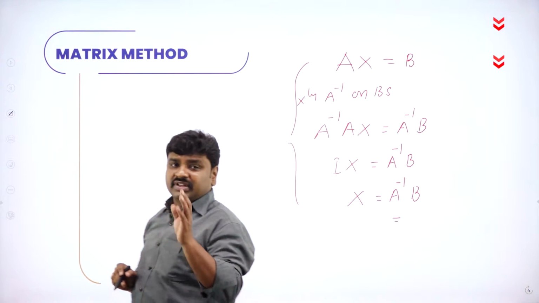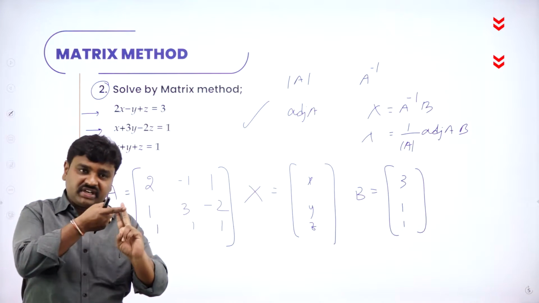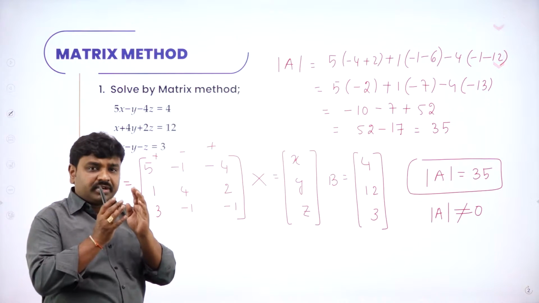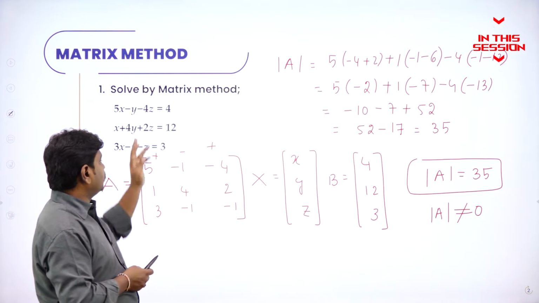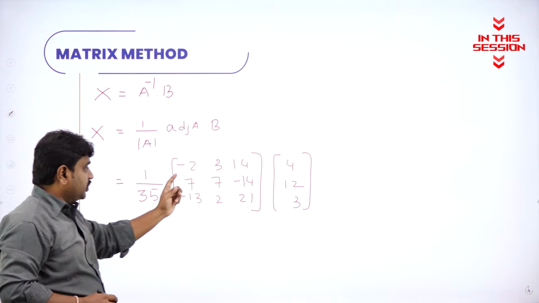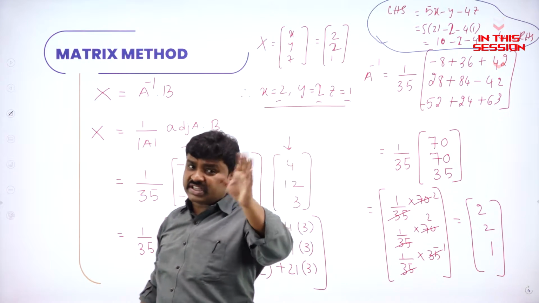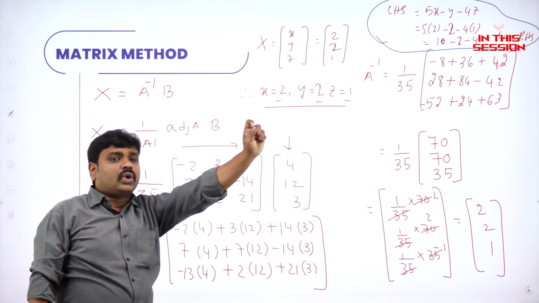So in matrix method, when they ask you to find the equation, directly you can take X is A inverse B. First find determinant, then find adjoint, then find X. Coefficient matrix means write the coefficients of x, y, z for first equation in first row, second equation in second row, third equation in third row. I wrote X is what? 1 by determinant A into adjoint A into B. Verify. How to verify? After you get x, y, z values, put them in LHS of any one of the three equations, it should give RHS.